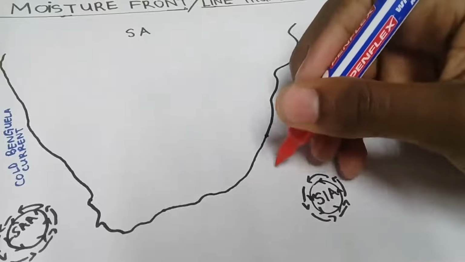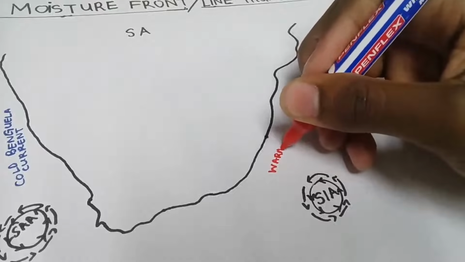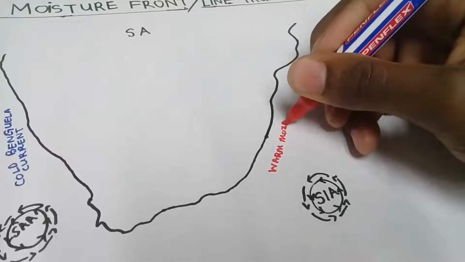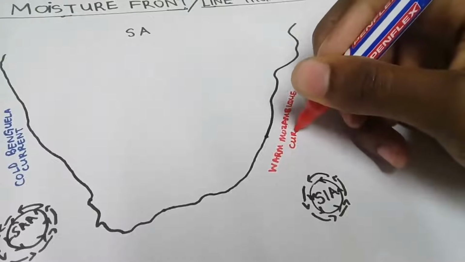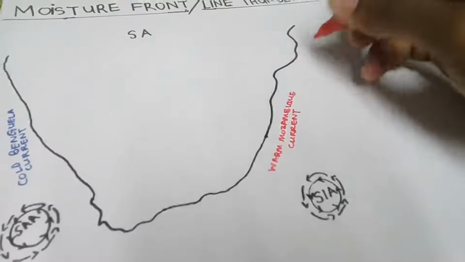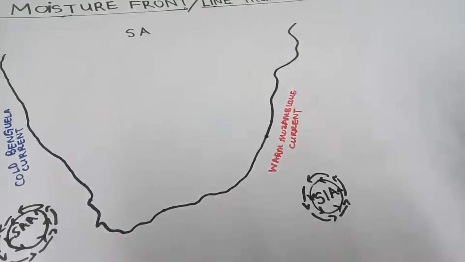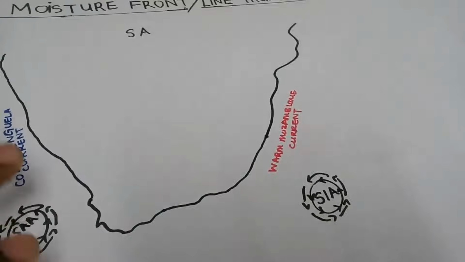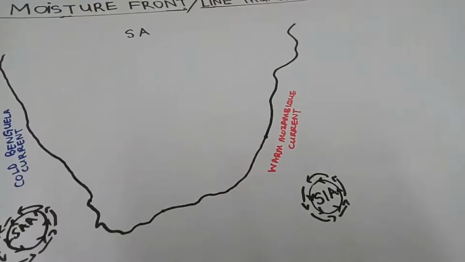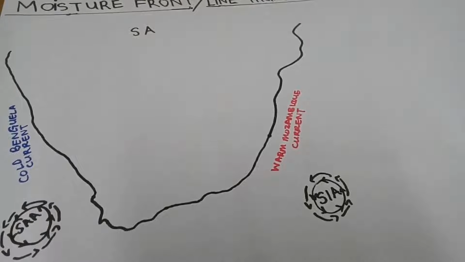We have our warm Mozambique current. This is the warm Mozambique current. As you can see, this side is a very, very warm ocean with humid air, which is less dense, and this one is the very, very cold, dry water found in this ocean, which is dry and denser, on the cold Benguela current. So, how does this moisture front form?